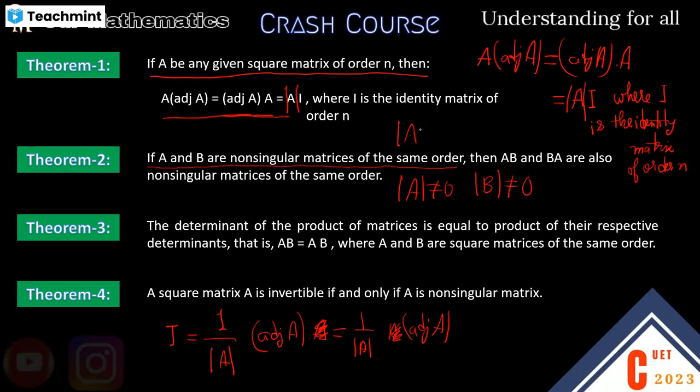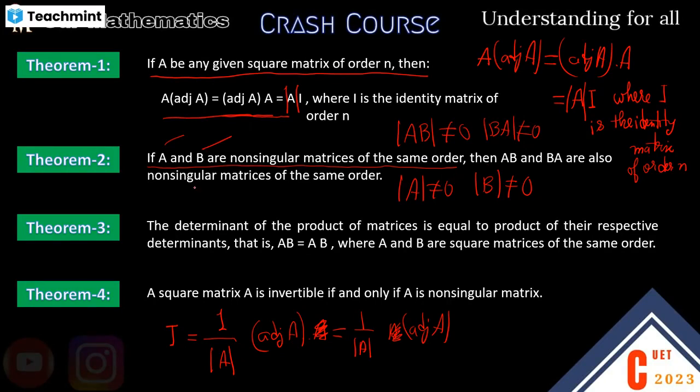That means determinant of AB is not equal to 0, determinant of BA is also not equal to 0, and the order of A and the order of B, the order of AB or BA will always remain the same.